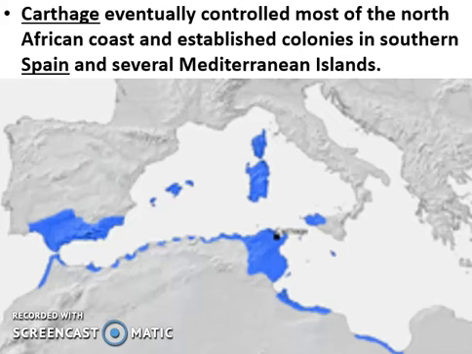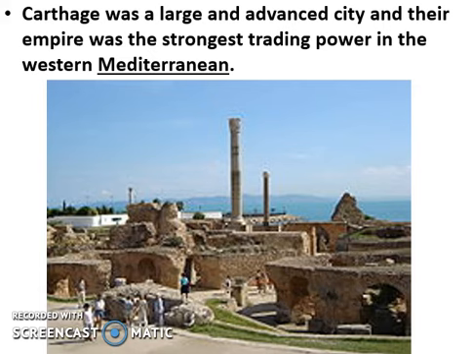Carthage eventually controlled most of the North African coast and established colonies in southern Spain and several Mediterranean islands. So just as the city of Rome grew to encompass the entire Italian peninsula, the city of Carthage grew to encompass much of northern Africa and little spots in Spain and some Mediterranean islands as well. So on this map, everything in blue is Carthage, or the Carthaginian Empire. Carthage was a large and advanced city, and their empire was the strongest trading power in the western Mediterranean. They had a very good position for trade because they had access to everywhere in the Mediterranean.